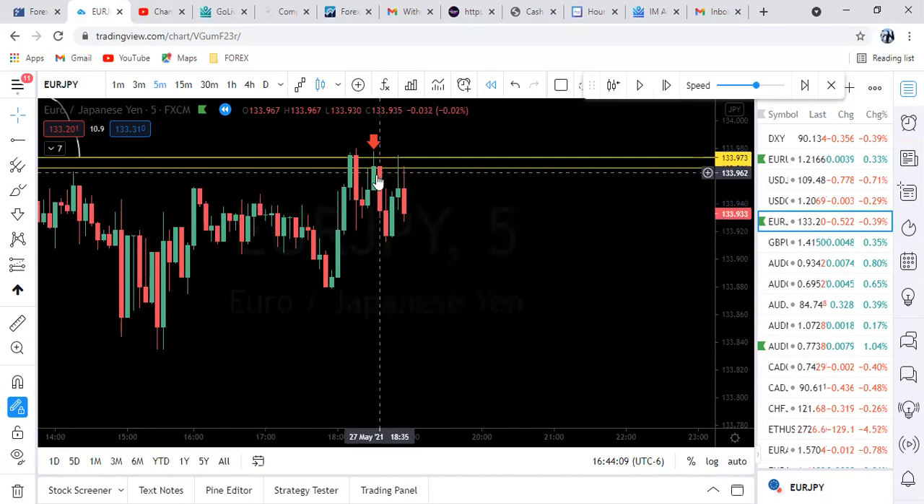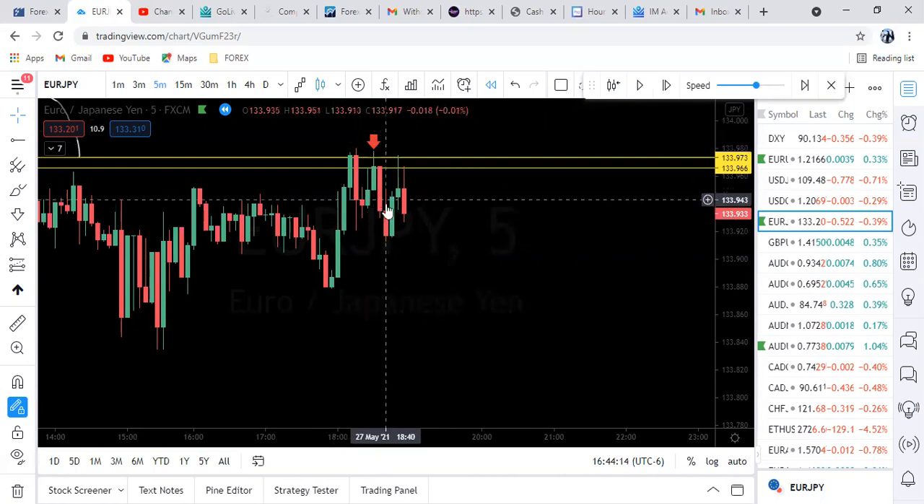Look at what happened afterwards. Look at these two candles, 1, 2. For 10, 15 minutes max, this trade was down. You'd have cleared this trade.